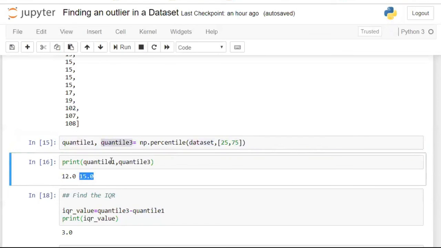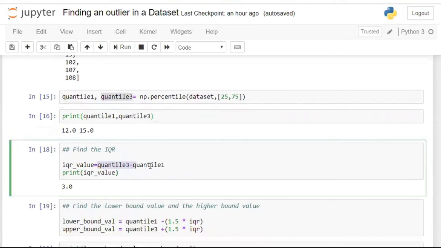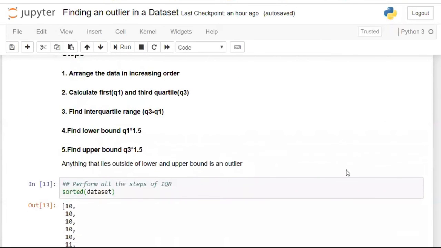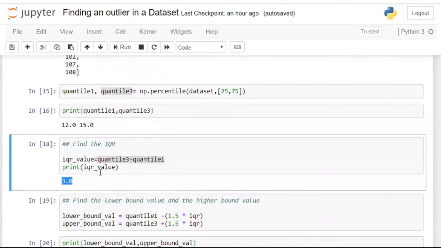And then I'll try to find out the difference between these. So here it is. I'll find out quantile 3 minus quantile 1. This is basically my value 3. Okay. But still, I need to find out the lower bound and the higher bound value which I'm considering after my 4th and 5th steps. So for that I have to multiply with 1.5. So I'll go down over here. Here is my IQR underscore value.